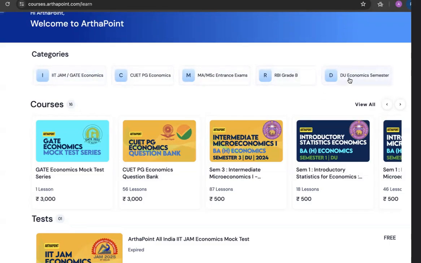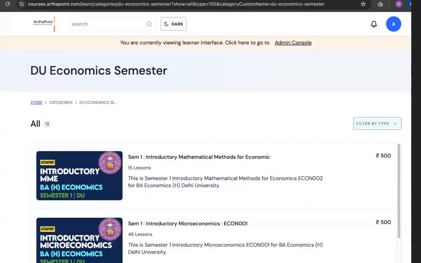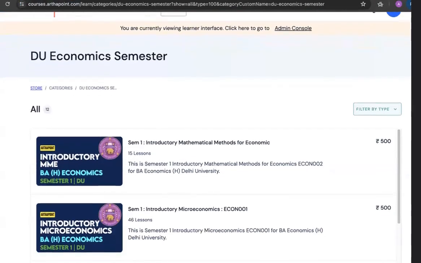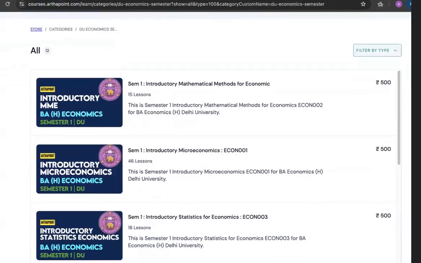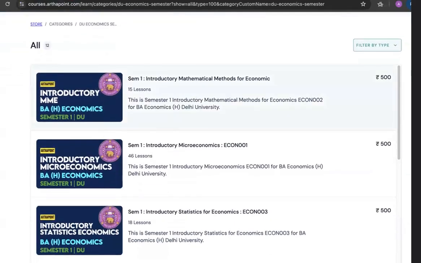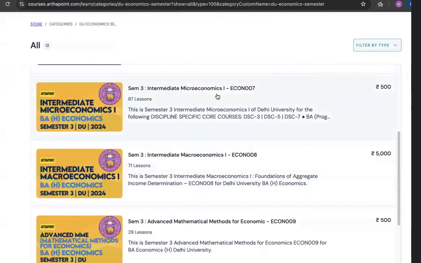If you click on DU semester courses, you will be able to see the various courses on the portal which are available to you. A lot of these courses are an initiative of ArthaPoint, which means that we are not charging any fees, beta. This is only the portal fees, in which you have introductory mathematical methods for economics, introductory microeconomics, introductory statistics for economics. Then you have intermediate microeconomics, semester 3, intermediate microeconomics, macroeconomics.